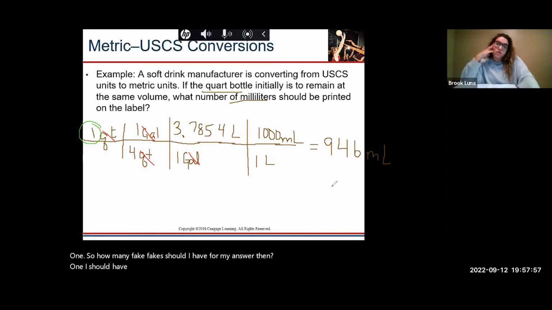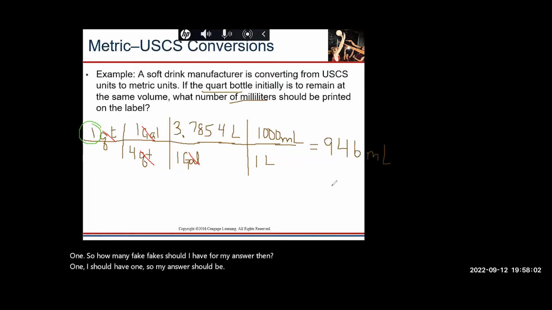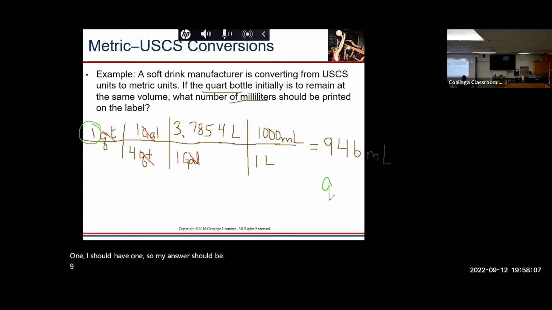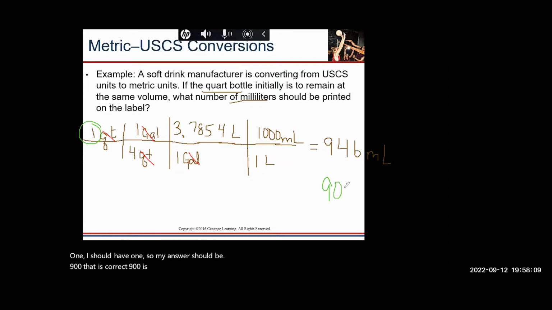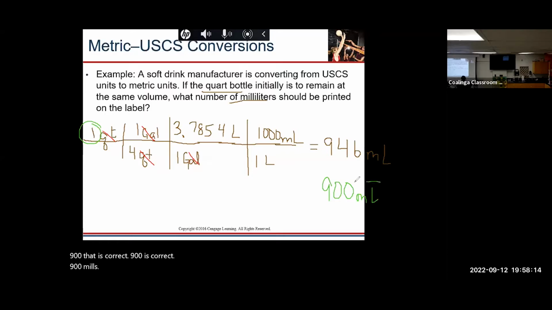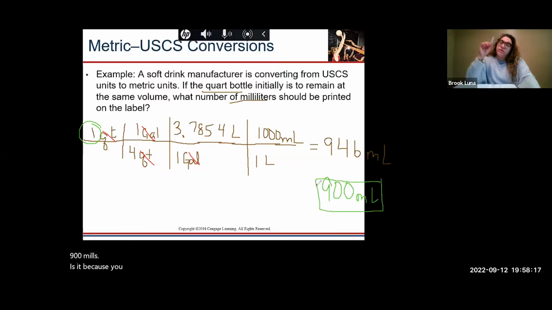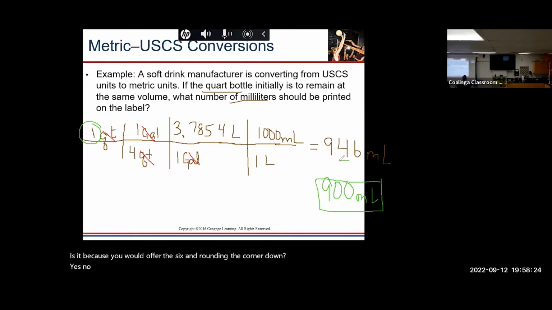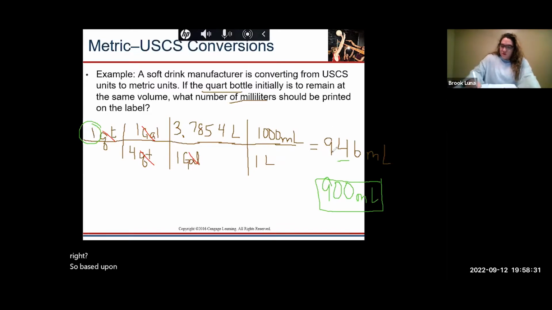So my answer should be 900. That is correct. 900 is correct. 900 milliliters. Is it because you went off of the 6 and rounded the 4 down? No, you went off the 4, right? Because we need 1 sig figs based upon what was given. So this is 1 significant figure.